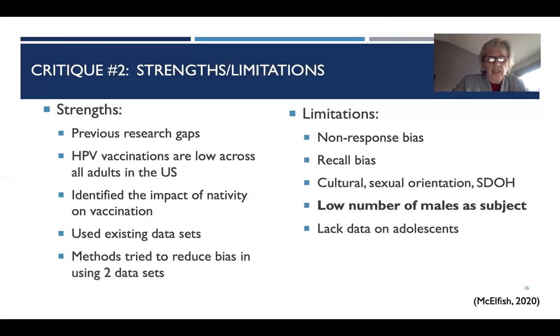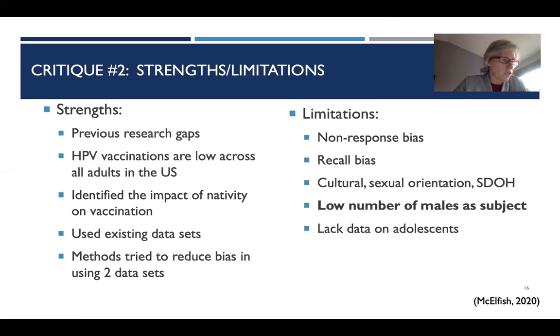It used existing data sets, so there was no need to do more data or surveys. And they did use a method to try to reduce biases because when you combine data sets, there can be an issue with bias that can happen. And so they used sampling weights and the steps that were delineated by Kaminska and Lin, which actually made for a stronger data set to use.